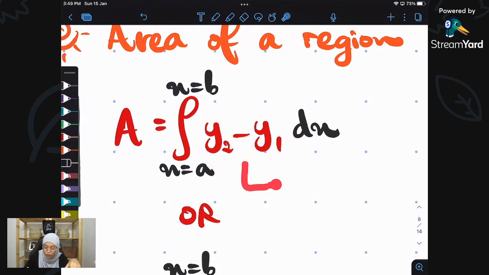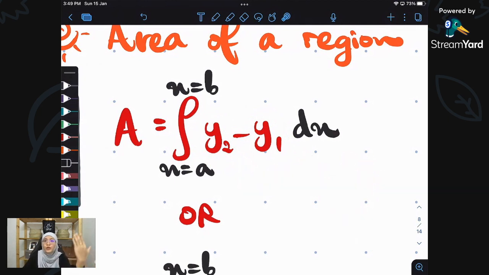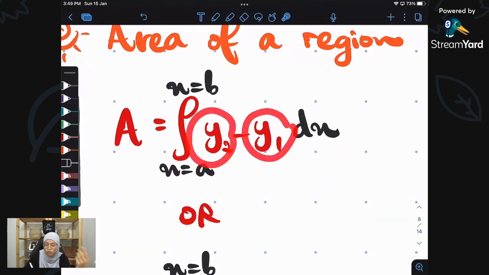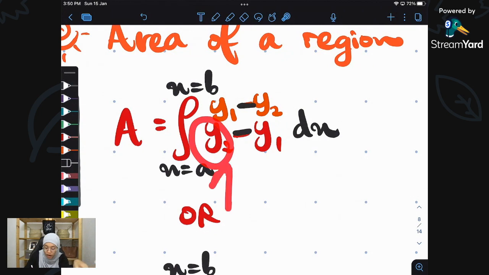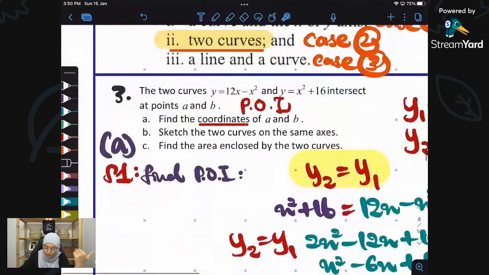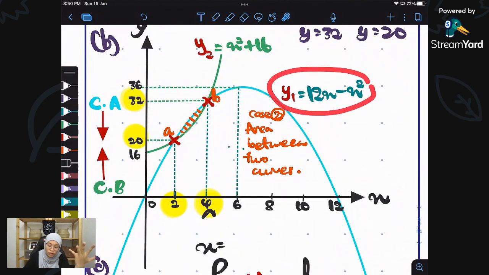Sometimes it is up to you. You let dia y1, y2 yang mana satu. It's according to how you assume which one is your y1, which one is your y2. So please bear in mind, sometimes it could also be y1 minus y2. Asalkan you ingat tengah-tengah ni mesti tolak. Tengah-tengah tu formula takkan ubah, sentiasa tolak. It is just that according to how you let your graph, which one is y2, which one is y1, up to you, okay? So now I already label what is my y1 and what is my y2.